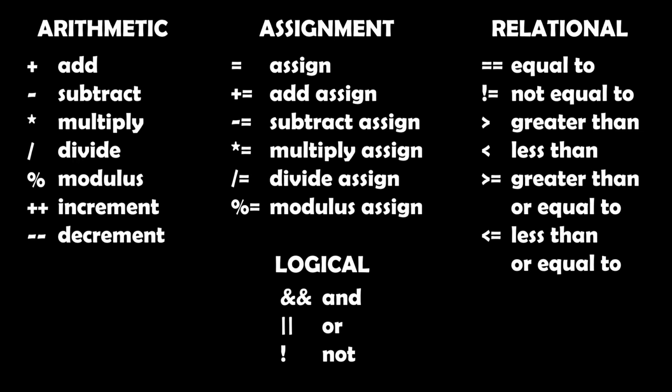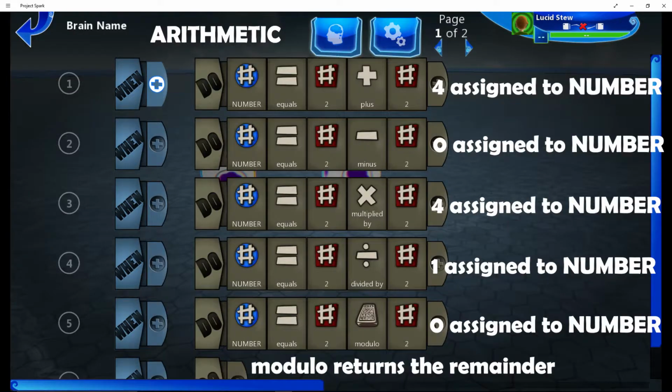Luckily, these basic operators carry over exactly in Project Spark, so we can give good examples that will look similar in C++. Let's take a look in Project Spark first. Here are some arithmetic operators acting on values. The result is then assigned to a variable using the equal sign, which is the assignment operator. If you're not familiar with modulo, it divides the first value by the second, and the result is the remainder. 2 goes into 2 one time evenly, so the remainder is 0.